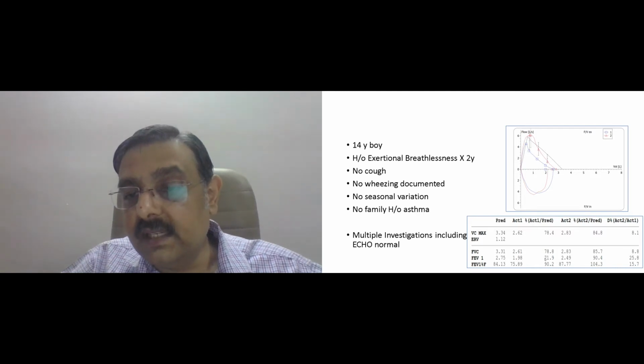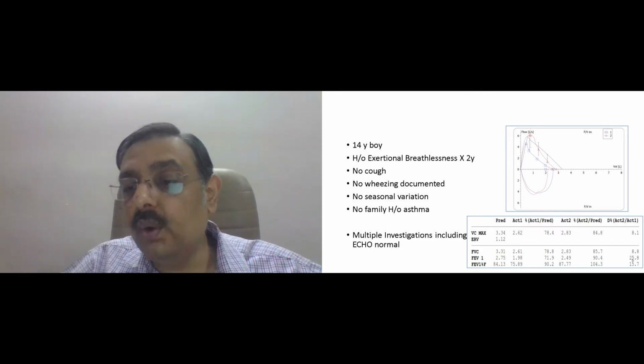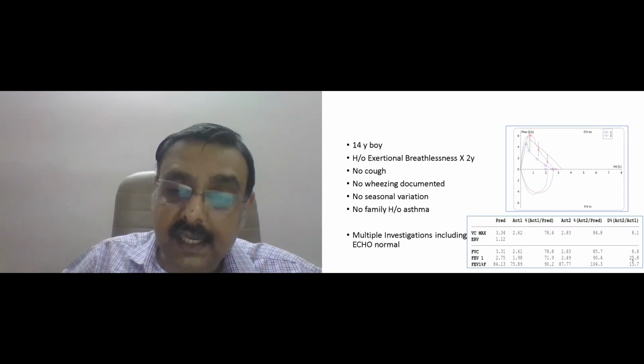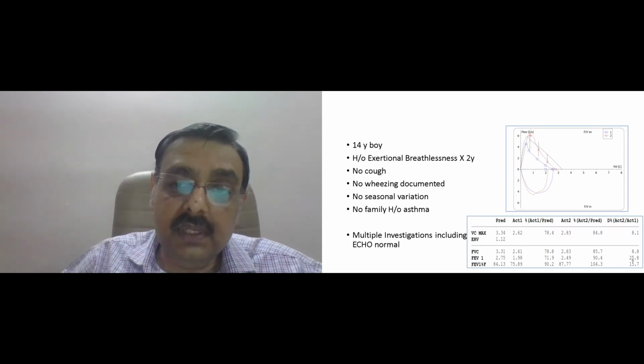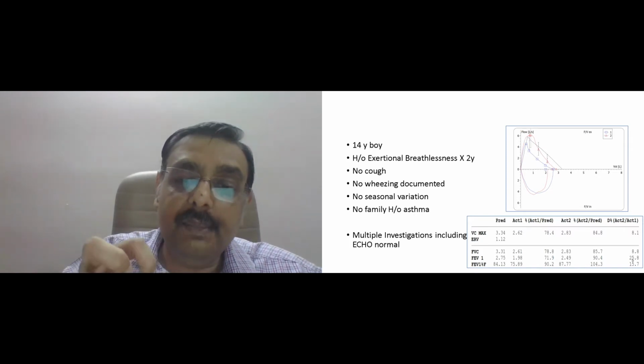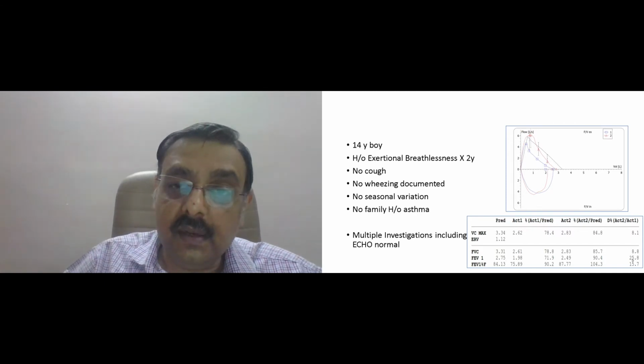So this child actually has obstruction, and if you look at the values, the FEV1 is about 72%. The FVC is 78%. And when we look at the change in the FEV1, it improves by approximately 26%, showing that this child clearly has a reversible airflow obstruction, but just presents with breathlessness. So again, it is a clinical presentation, or a phenotype, of asthma which is seen in clinical practice.